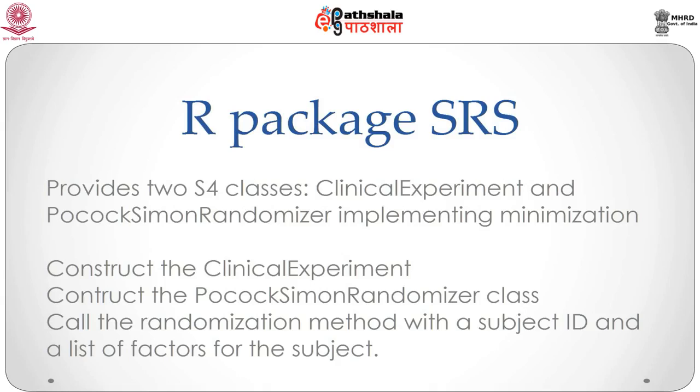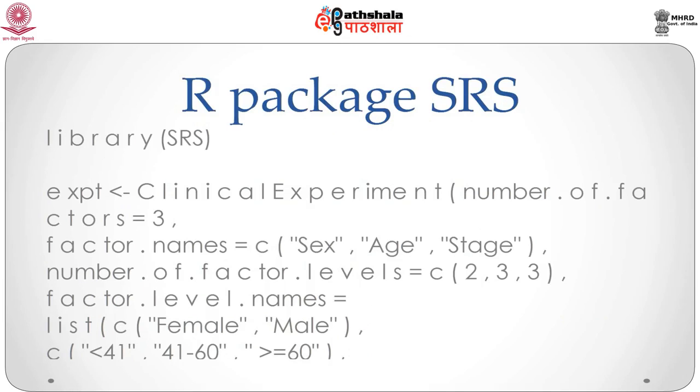So here we are calling library SRS. We are constructing the clinical experiment as experiment is ClinicalExperiment. The number of factors is 3. The factor names are c of sex, age, and stage. The number of factor levels is c of 2, 3, 3. Factor level names is a list containing c of female, male; c of less than 41, 41 to 60, greater than or equal to 60; and c of 1, 2, and 3. The number of treatments is 2, and the treatment names are A and B.